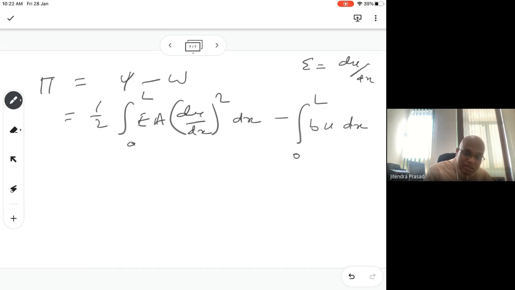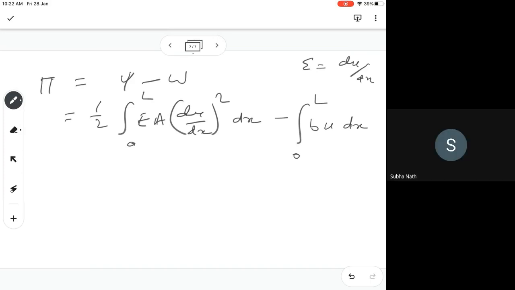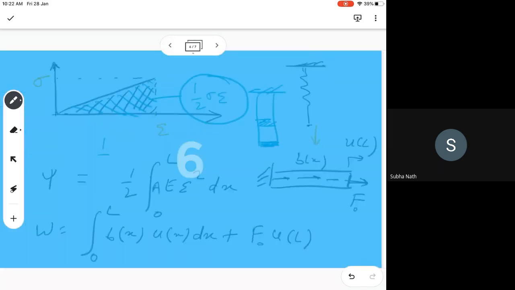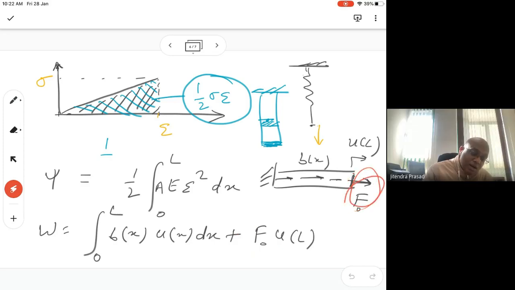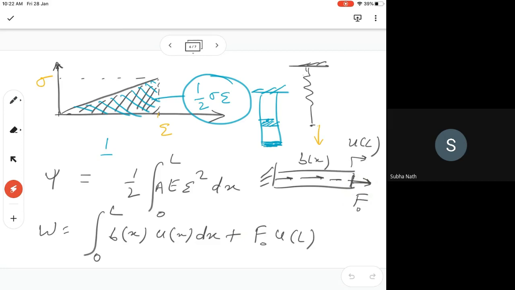Yes, Somnath. Sir, I have some doubt. Sir, U at L, is it due to body force, or only for the F0 force? I'm a little bit confused on that. U of L, sir, in the last term, U of L. Yeah. So this work done is because of F naught only. Oh, only for F0. Okay, sir. Thank you so much.